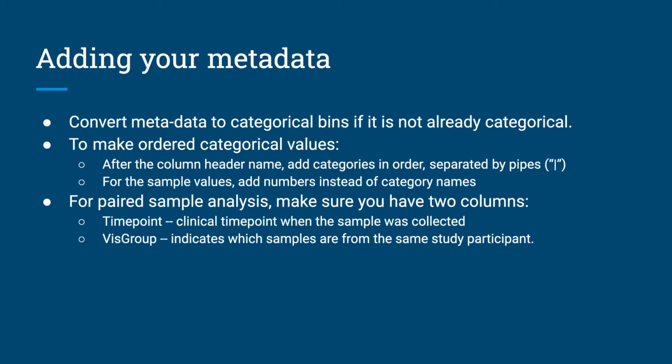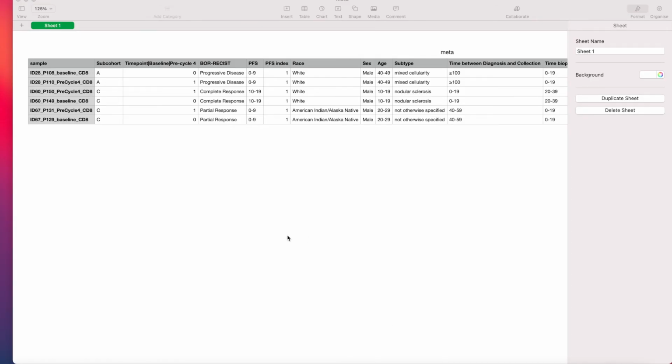Second, if you'd like your categorical values to be ordered, you will change the header such that after the header name, you have your categories in order separated by pipes. And then in the sample values for each patient, you will add numbers instead of the category names. Last, if you wish to do paired sample analysis, you'll need to have two columns, one time point, the other is visgroup. When you open your meta.csv file, you should see your sample names on the left.